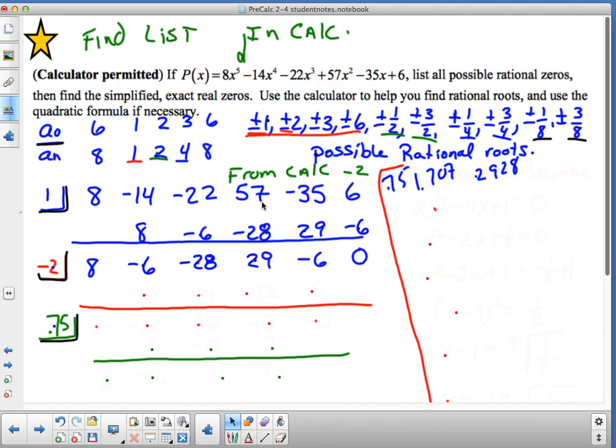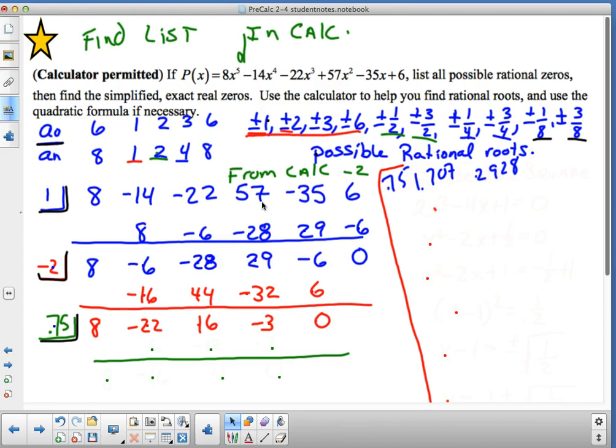So 8 times -2 is -16. So I got -22. Multiply, I got 44. I got 16. Multiplying it, I get a 32. And I get a -3. Multiply again, I get a 6. And I got my 0.